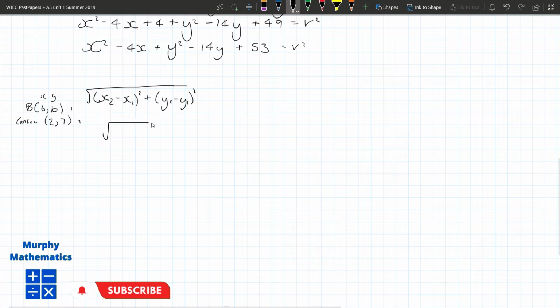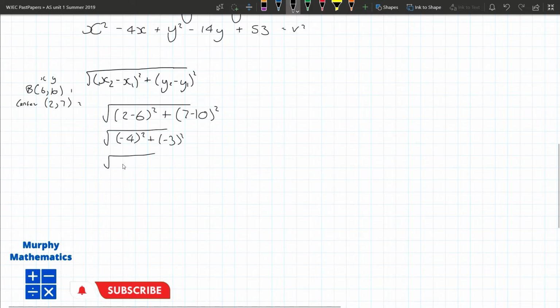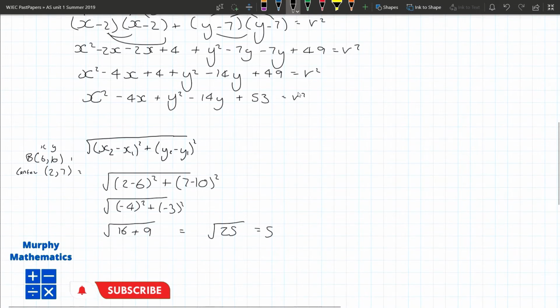So putting that in, I have the square root of 2 minus 6 squared plus 7 minus 10 squared. That becomes minus 4 all squared plus minus 3 squared. So that's the square root of 16 plus 9, which equals the square root of 25, which we know is 5. So I have the radius.